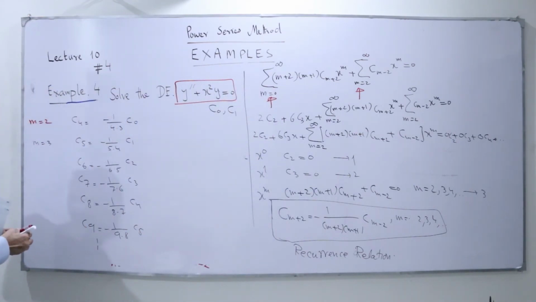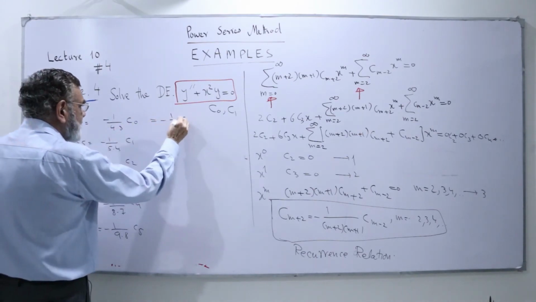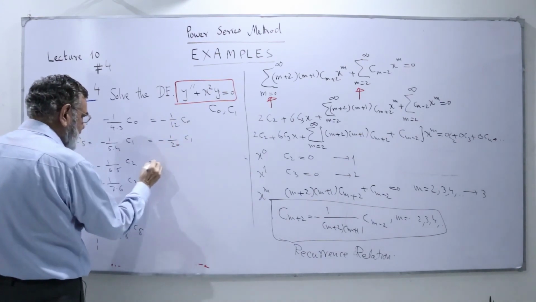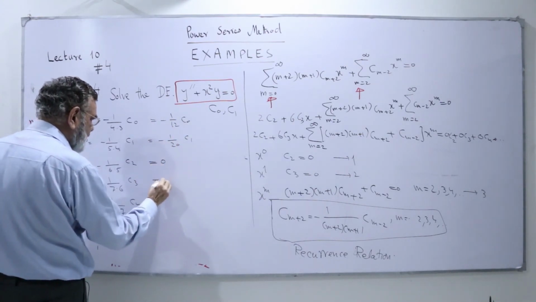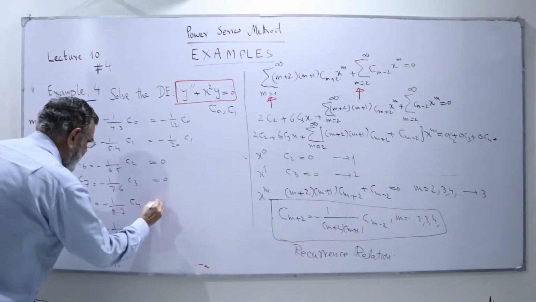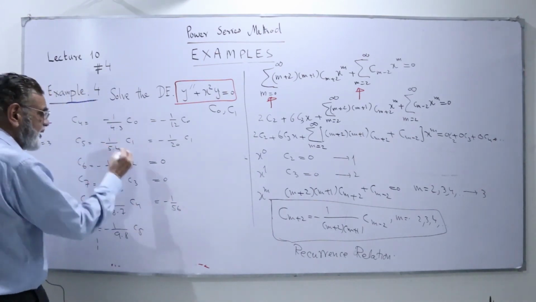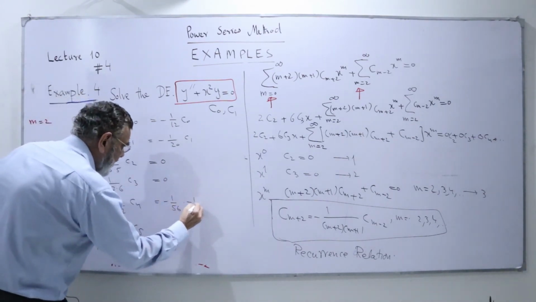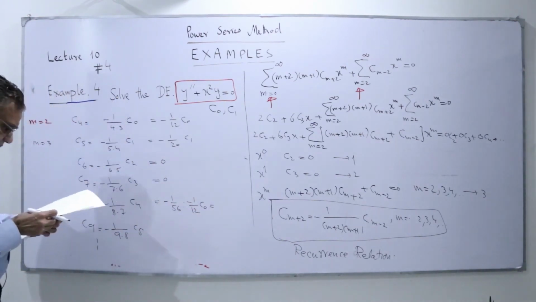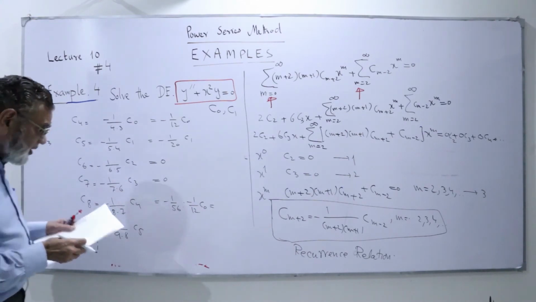Now here we can see we have minus 1 over 12 C0, and minus 1 over 20 C1, and C2 is equal to 0 and C3 is equal to 0. Then we have C8, which is minus 1 over 56 into C4. C4 is minus 1 over 12 C0. When I multiply it, I get the result, which is 1 over 672.